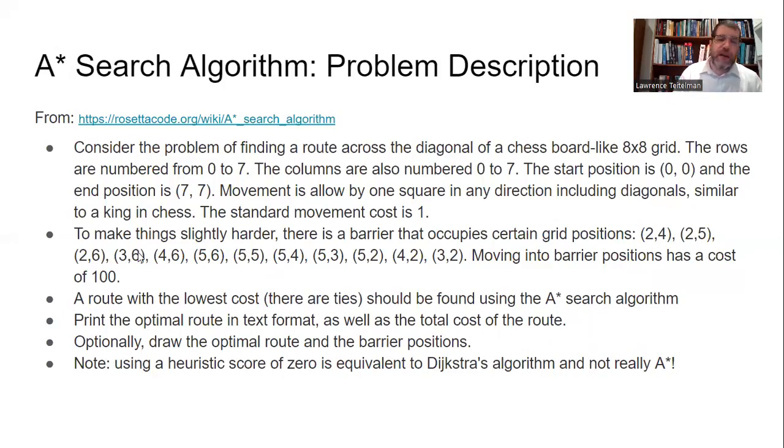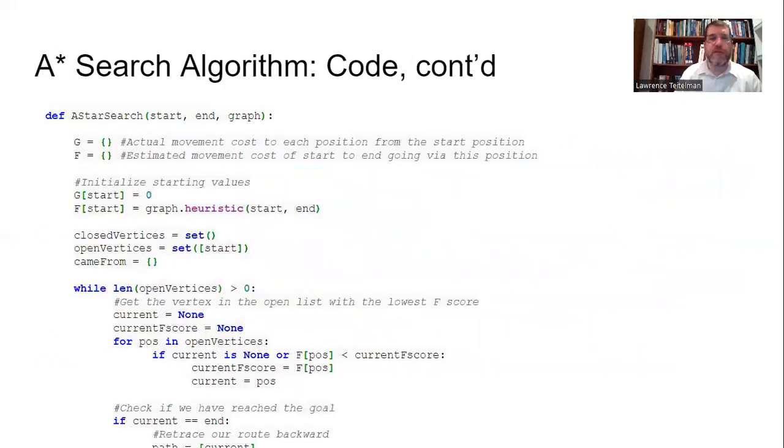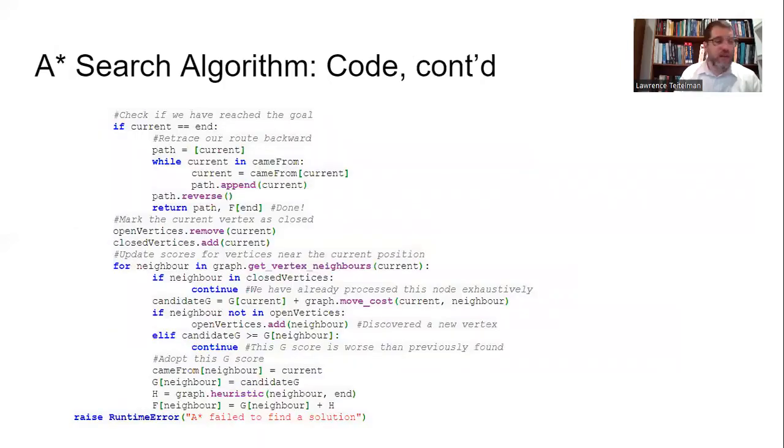If the heuristic score is 0, that becomes like Dijkstra's algorithm. That's not A*. So again, the assumption here is there is a portion of the distance that is not known, that I have to use an estimate in order to find it. So here is some code for it, and that is going to be it.